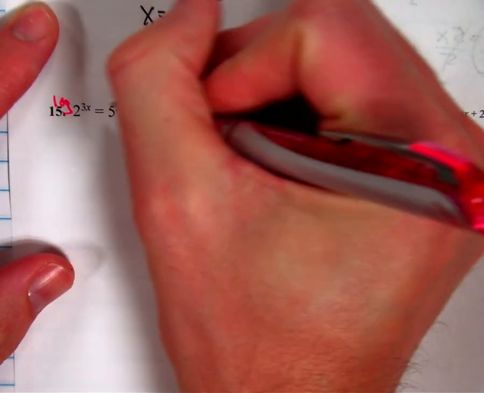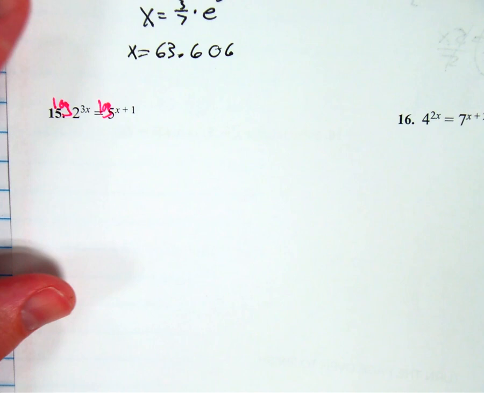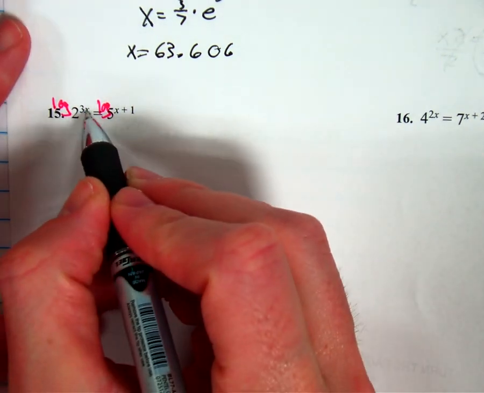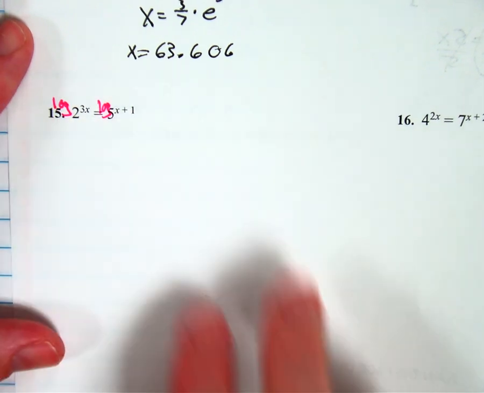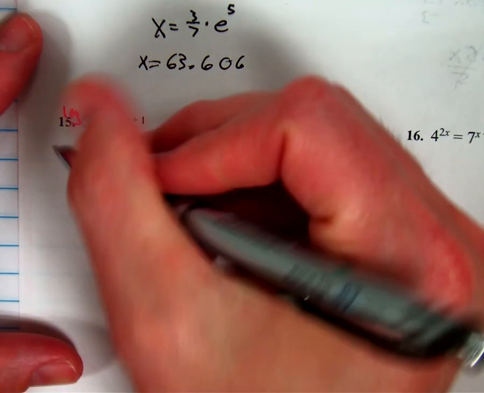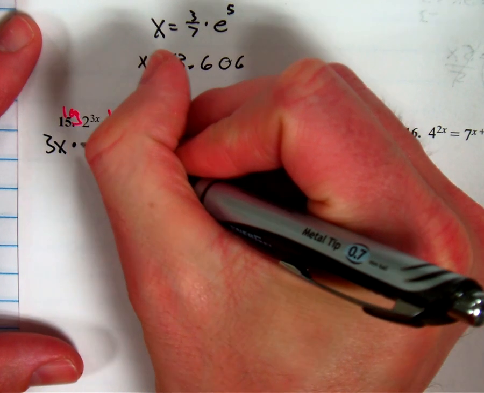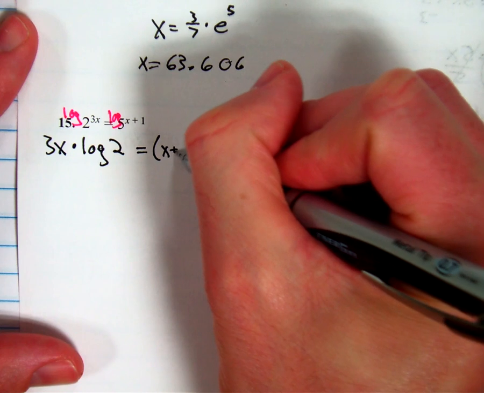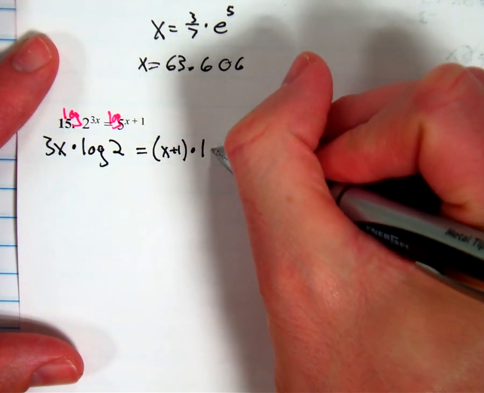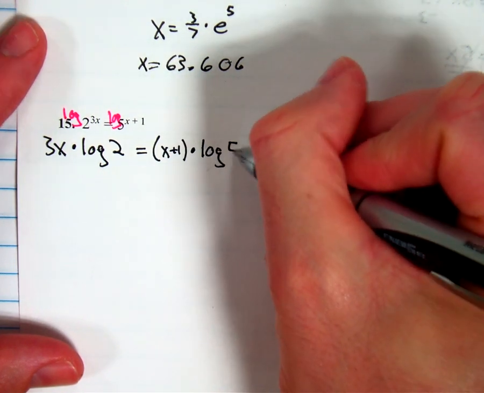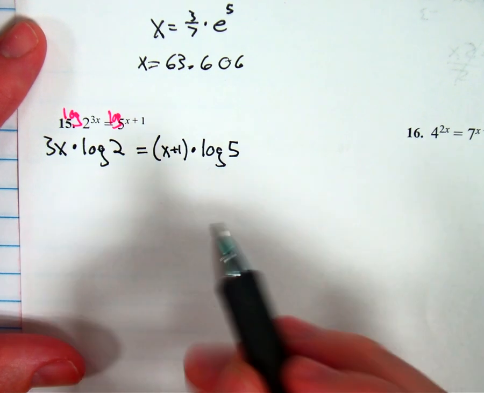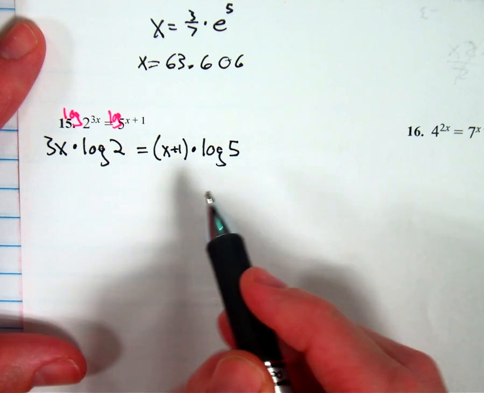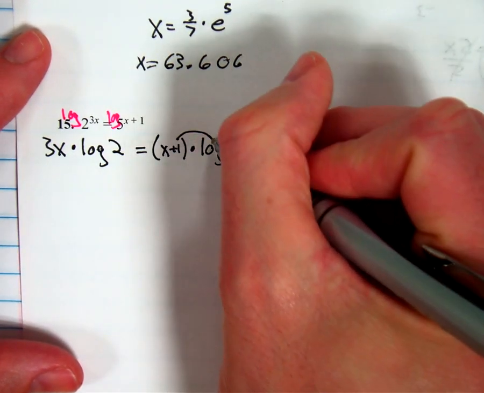We're going to log both sides, because log has the power property of logs, which allows you to take the exponents down in front as a multiplier. So we would have 3x times log of 2, and x plus 1 times log of 5. Okay, then this has a parentheses group here. We're going to distribute this out, break that one up.